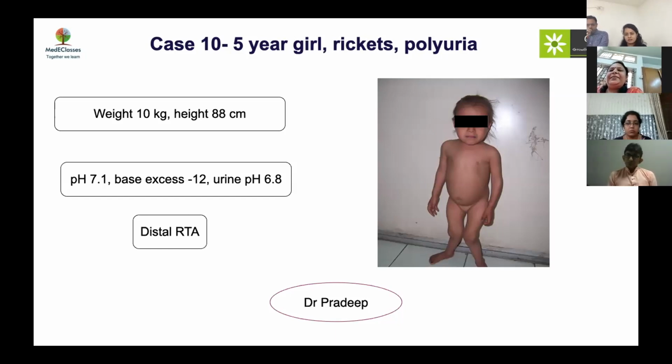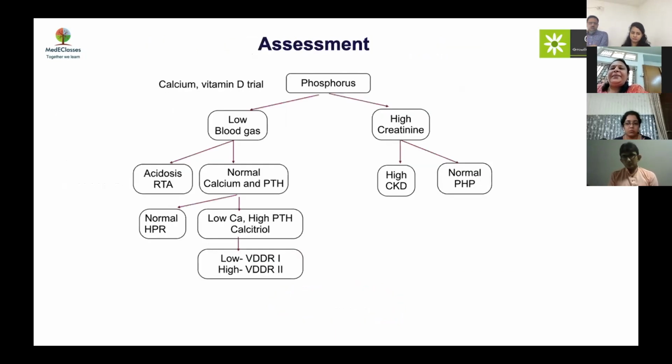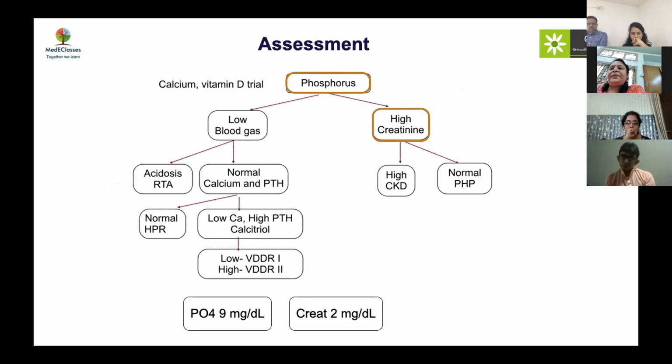Distal RTA. No, so first we go with the algorithm. We didn't do creatinine level here, so we have to go for creatinine and show me what is the creatinine and KFT and all values. So creatinine was 2 and phosphorus was high. So what do you think, Dr. Pradeep, now? Okay, so whenever there is phosphorus is high.